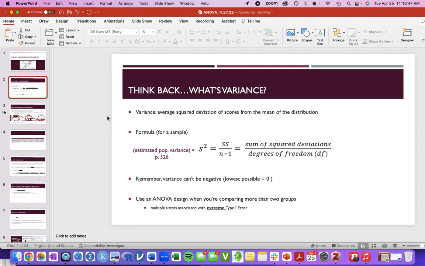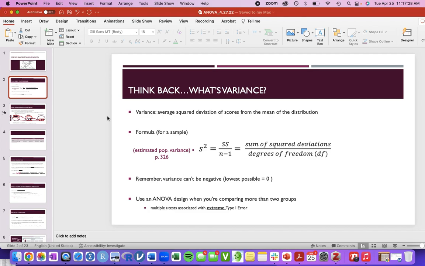So let's think about what variance is. So variance is the average squared deviation of scores from the mean of the distribution. So here, just to remind you, is the formula for a sample. And when we work with ANOVAs, we are always working with samples. So here, variance is calculated by simply taking the sum of squares and dividing by n minus 1. What we're doing here is really dividing the sum of squared deviations, so variance, or what you would use to calculate the variance, over the degrees of freedom.